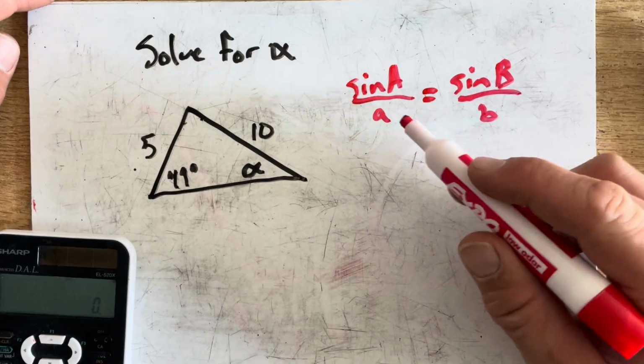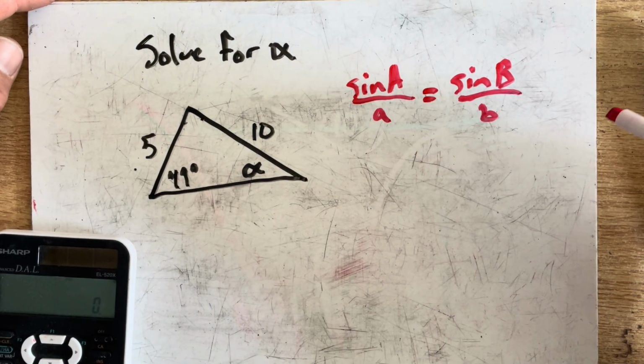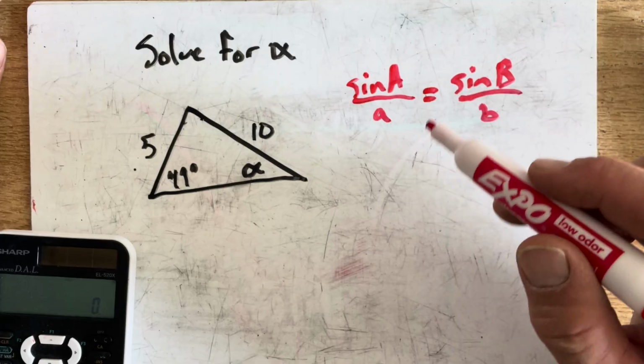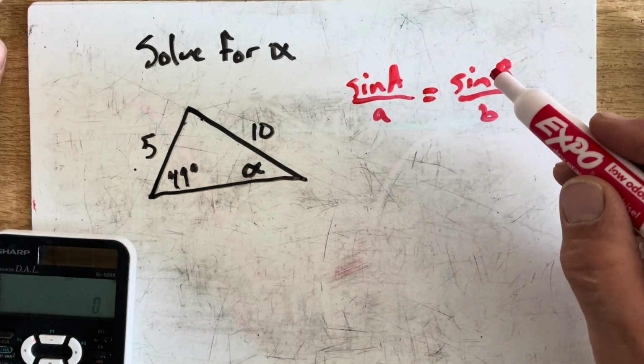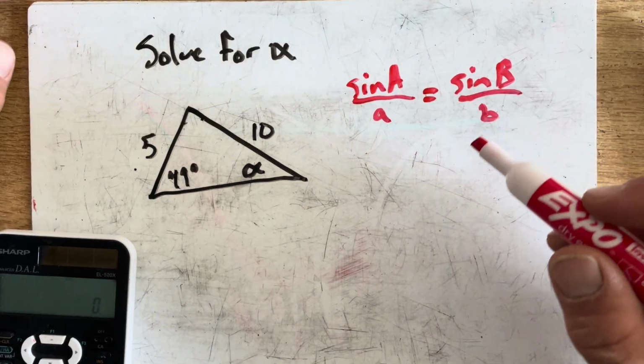Often you see three versions of this: sine A over A equals sine B over B equals sine C over C. But actually it's kind of useless to have all three in most cases, because generally we are just looking for one of these four things, either an unknown angle like we are in this case, or an unknown side length. So this video will show you how to do it with an unknown angle.